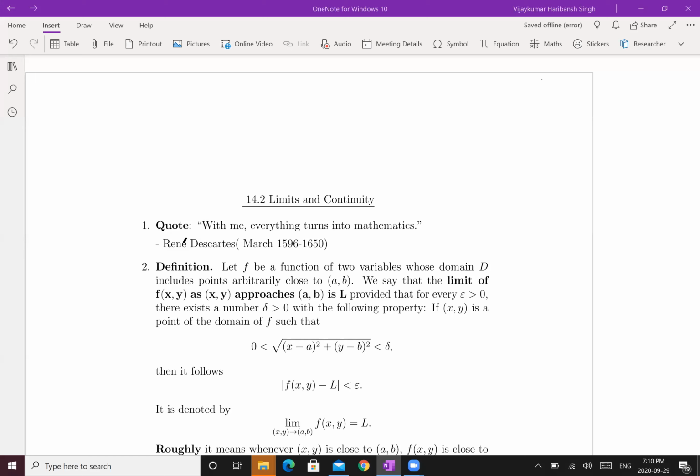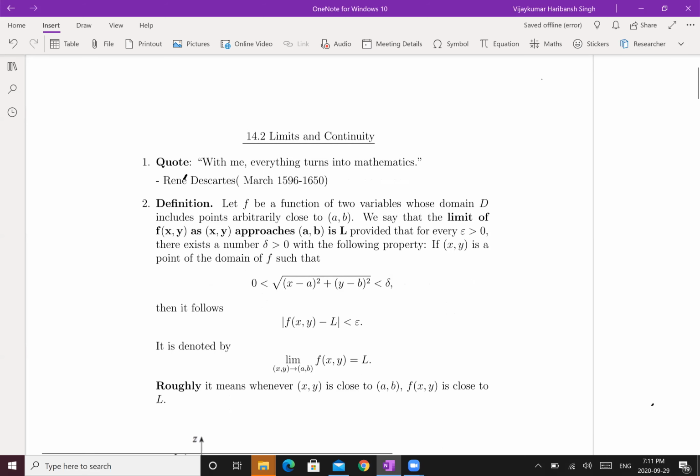Before we start, let's start with the following quote. "With me, everything turns into mathematics." This is a quote by René Descartes. Descartes was an important mathematician, philosopher, and scientist of his time. One of the things we might know about Descartes' work is Descartes' rule of signs, which is used to find out how many zeros a real polynomial has.